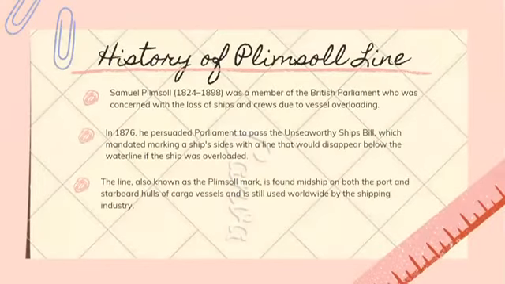Firstly, history of the Plimsoll line. Why is it called Plimsoll line? It is named after Samuel Plimsoll, a member of British Parliament who was concerned with the loss of ships and crews due to vessel overloading. In 1876, he persuaded Parliament to pass the Unseaworthy Ship Bill, which mandated marking a ship's side with a line that would disappear below the waterline if the ship was overloaded. The line, also known as the Plimsoll mark, is found midship on both the port and starboard hulls of cargo vessels and is still used worldwide by the shipping industry.